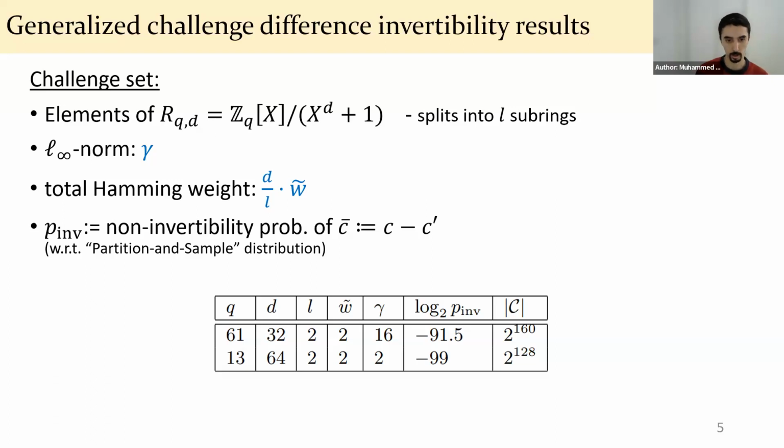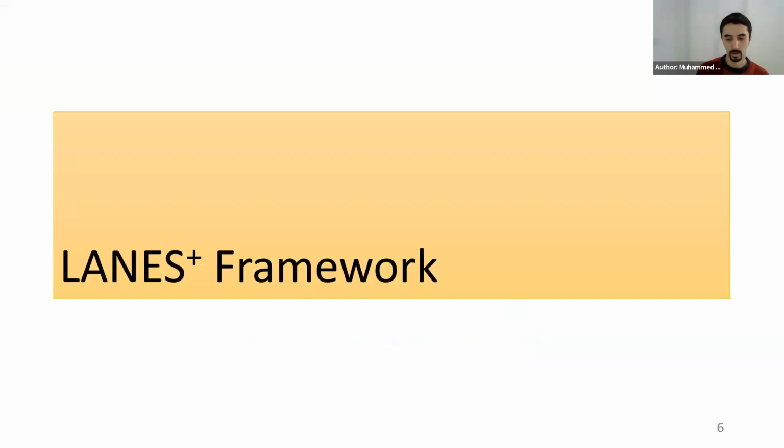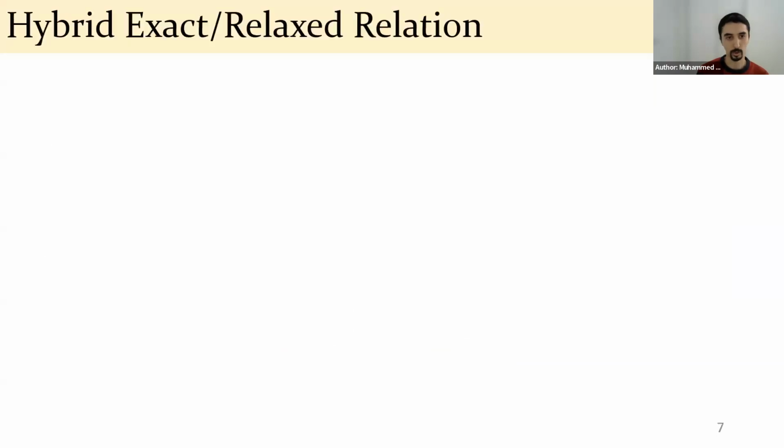And the first row in this table is the result that we use for our VRF construction. We can also apply the result to larger Qs, of course, but in our setting we needed smaller Qs. That's why we focused on that setting. Okay, so let's look at the Lanes Plus framework.